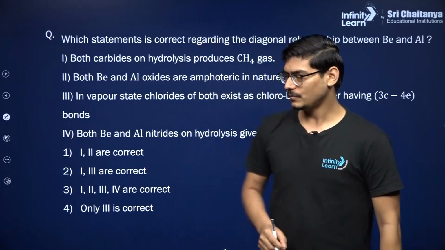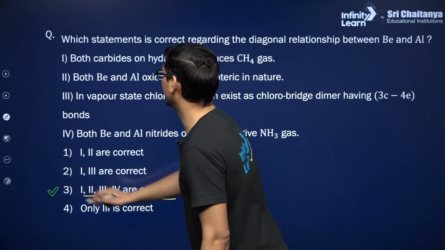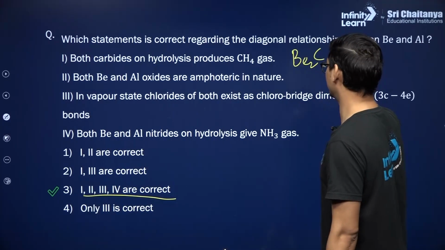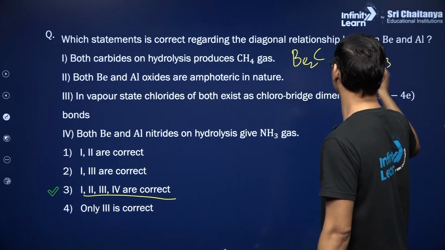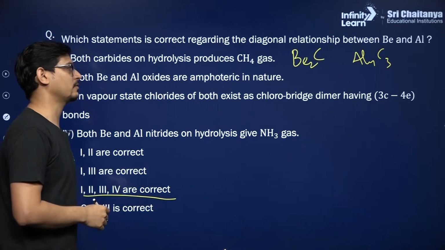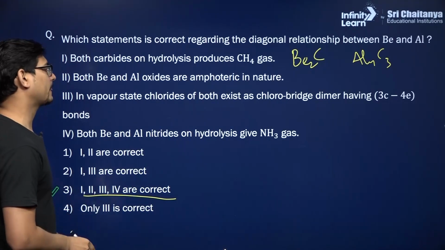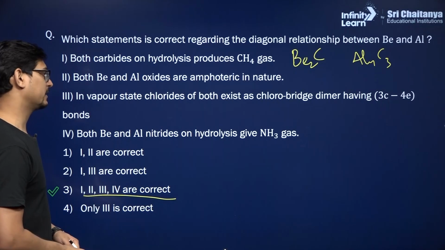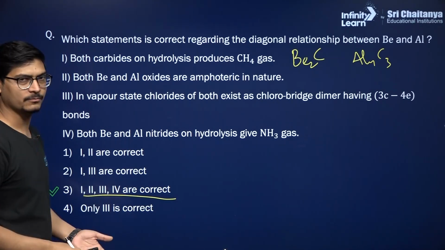Here all the statements are correct actually, right, because beryllium carbide as well as aluminum carbide on hydrolysis produce methane. They are amphoteric in nature, they form chloro-bridged dimers with 3 center 4 electron bonds, and both nitrides on hydrolysis produce ammonia gas, right.